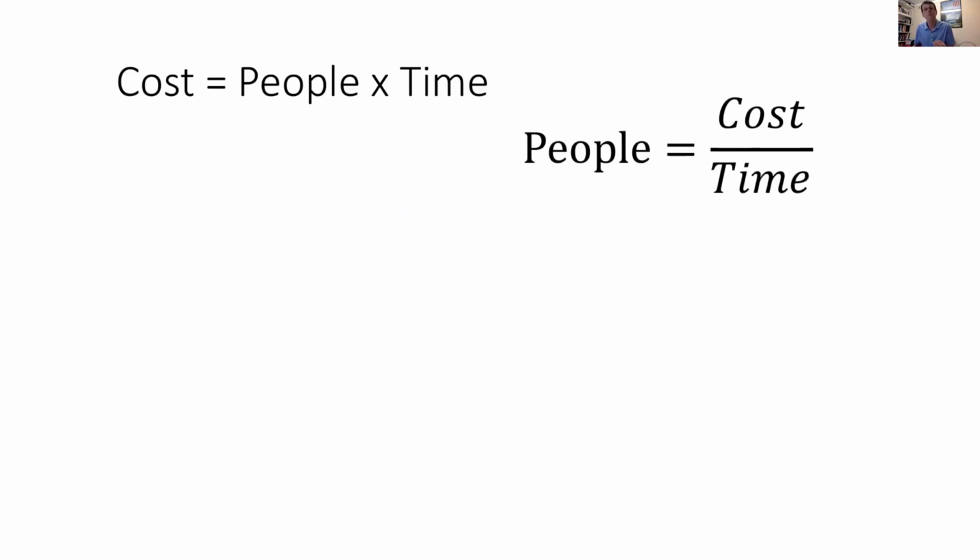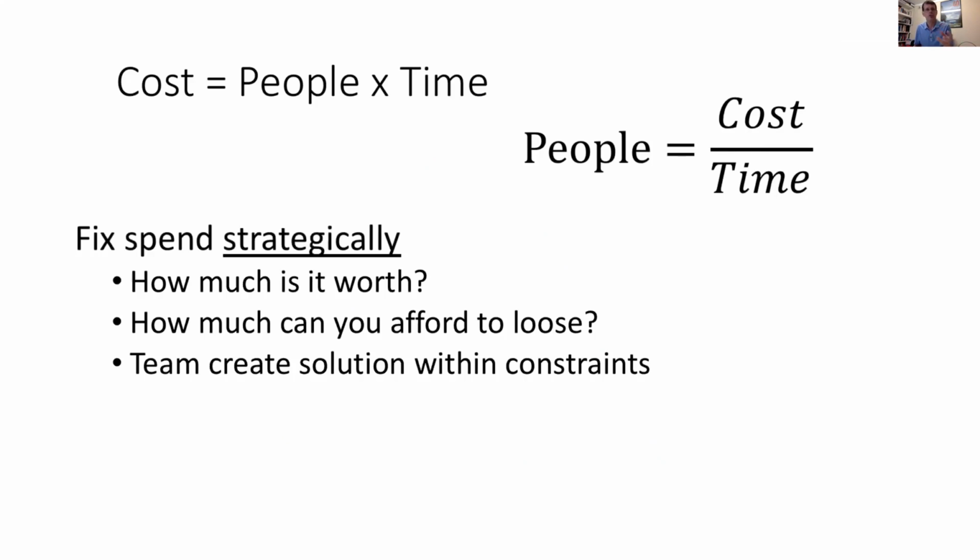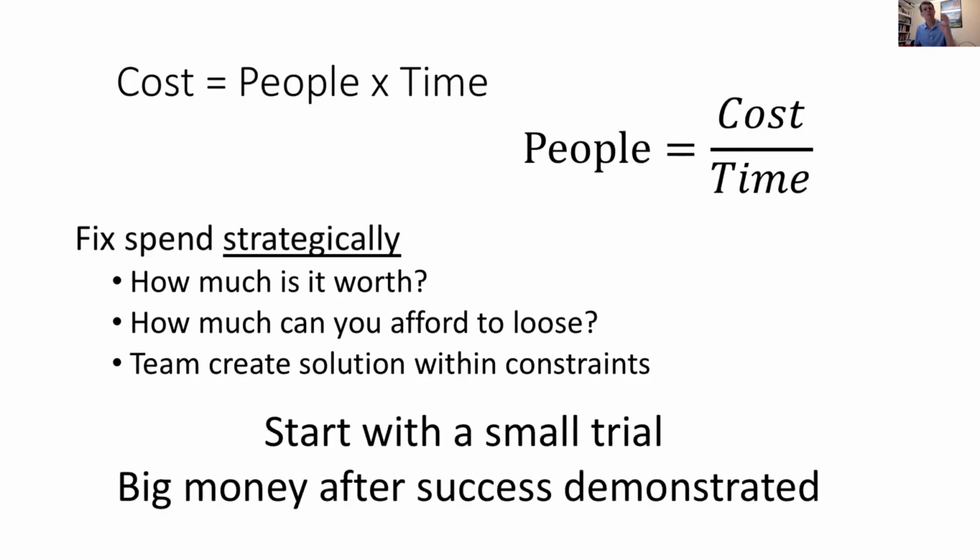I like to talk about minimally viable teams. Start with a small, tiny team, grow it as you need to. As I said, fix the spend strategically. How much is it worth? How much can you afford? Let the team work within those constraints. Start small, let the big money follow.